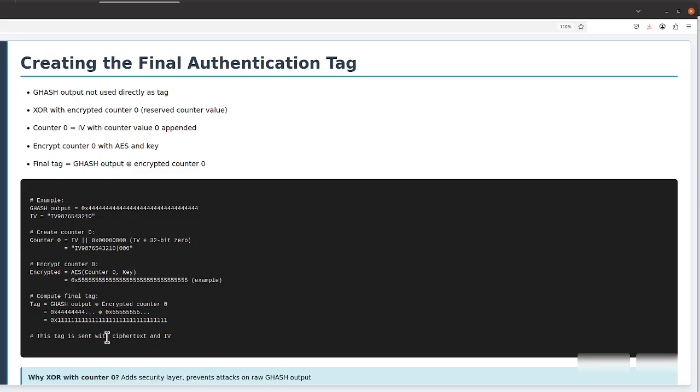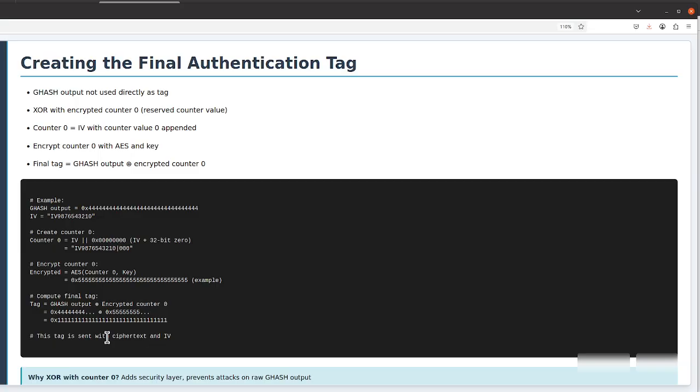The receiver will recompute GHASH using the received data, XOR it with their own encrypted counter 0, and compare the result with the received tag. If they match, the authentication passes. If even one bit is different, authentication fails and the message is rejected.